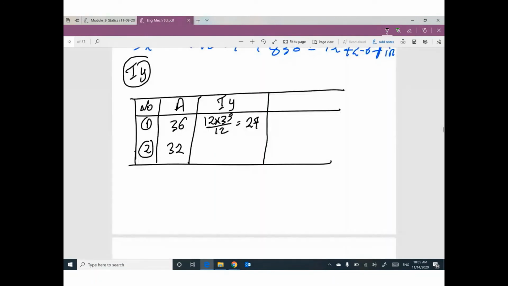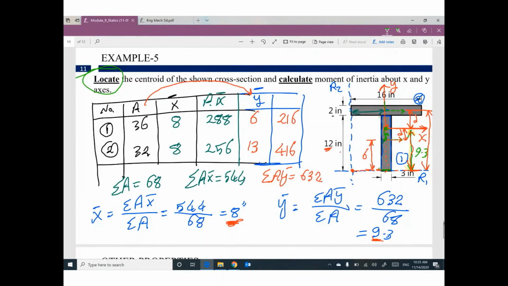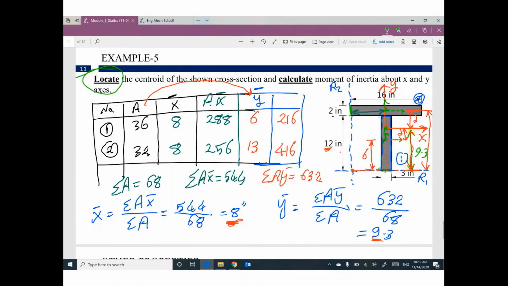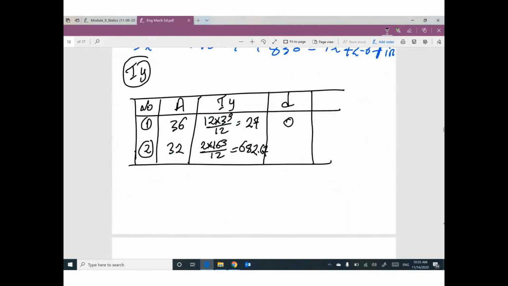Part number 2, I have the y-axis here at this centroid, so parallel to y will be 2 times 16 cube over 12. This value will be 682.67. What is the distance d? I think we don't have a distance between this y and the actual y-axis, actually, for part number 1 and part number 2. So your distance will be 0 and 0. And the last column, area d square, will be 0 and 0.